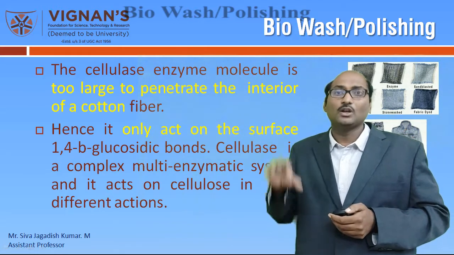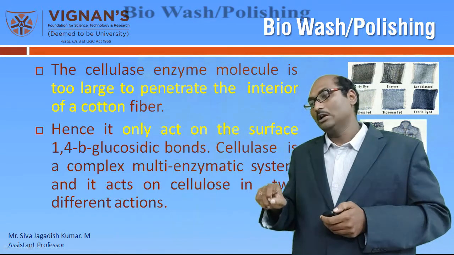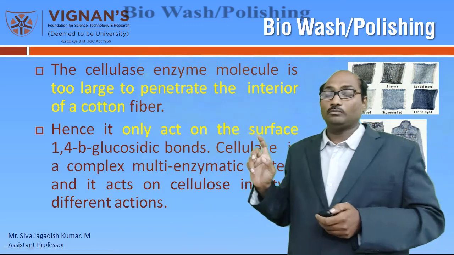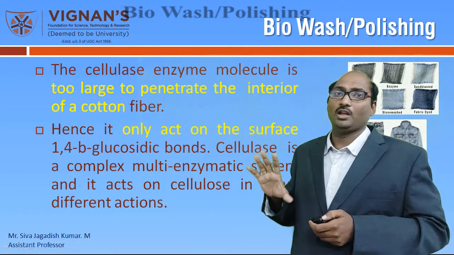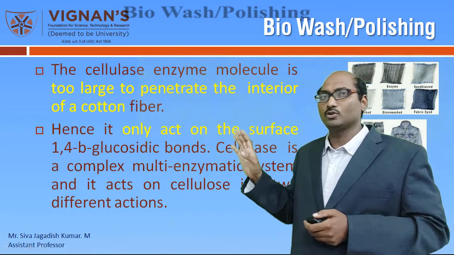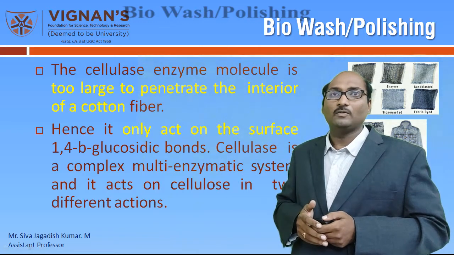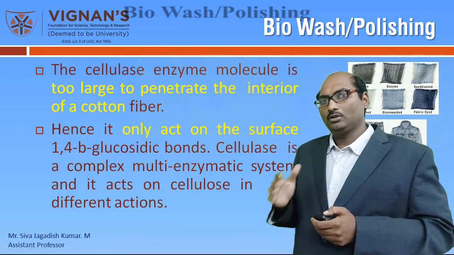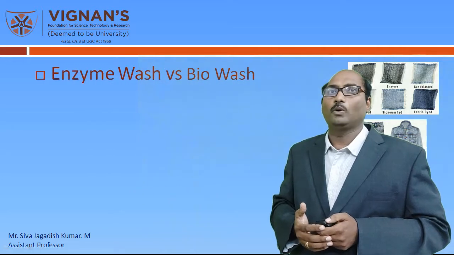Whatever the loose fibers only will be there, and the strength will be less loosened in terms of the bio wash. But in terms of the enzyme wash, more strength will be lost. Since in biopolishing it acts only on the surface and the interior will not be touched, the 1,4-beta glycosidic bonds only will be reacted with the cellulose enzyme, and it forms a multi-enzymatic system. And these two different actions which we have discussed earlier in Unit 3 biopolishing, I think you can refer to that.